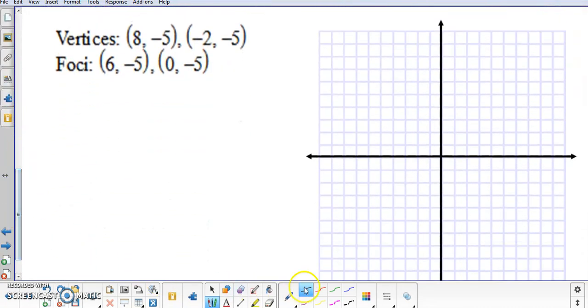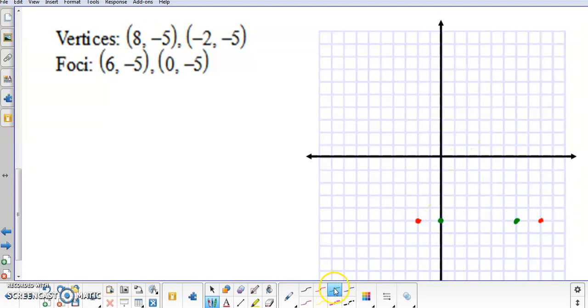This one right here I'll do by graphing, because again, not everybody understands things the same way. So I'm going to go ahead and graph. I've got my vertices at 8, negative 5, so I'm going to go 1, 2, 3, 4, 5, 6, 7, 8. 1, 2, 3, 4, 5. So 8, negative 5, and negative 2, negative 5. So negative 2, 1, 2, 3, 4, 5. All right, and then my foci are at 6, negative 5. So 1, 2, 3, 4, 5, 6, negative 5, and 0, negative 5.